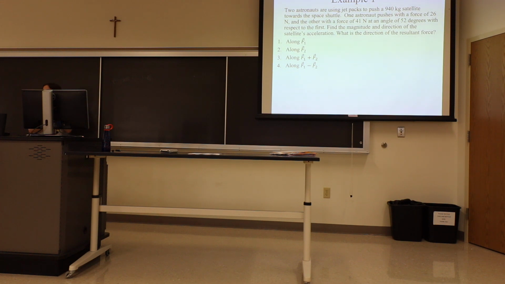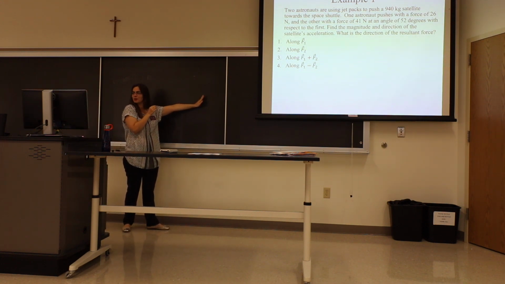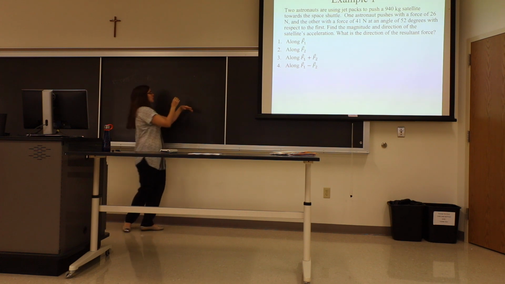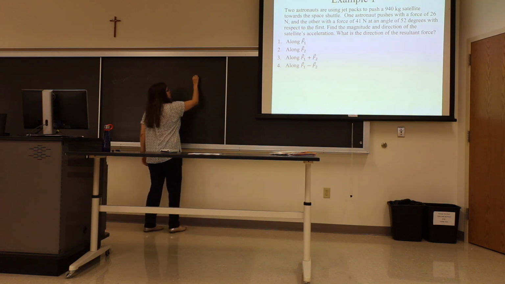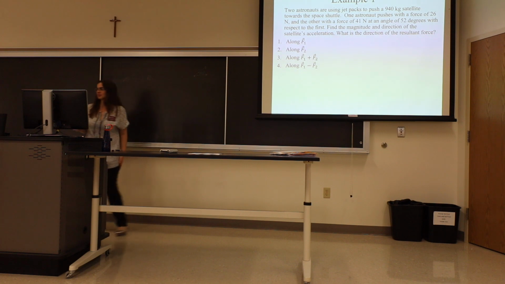Towards the shuttle. Towards the shuttle, okay. All right, so I'm going to draw my force vectors here in what would be a free body diagram. We'll talk about this more. So the push from the first one is in this direction. The push from the second one looks something like this, and these are 52 degrees away from each other.